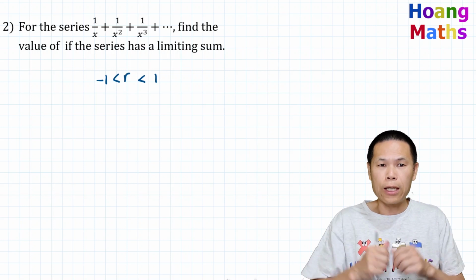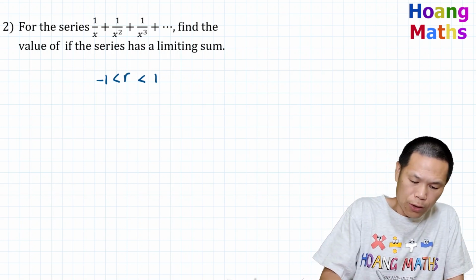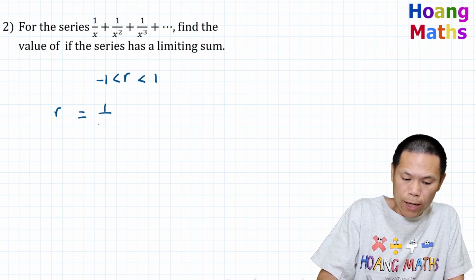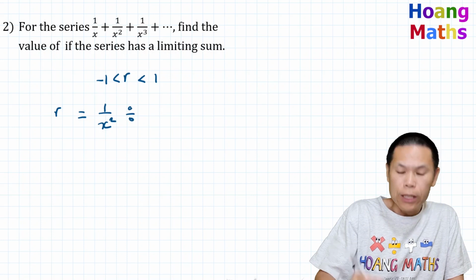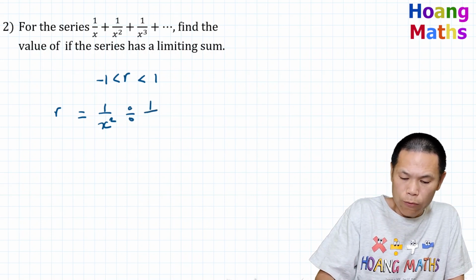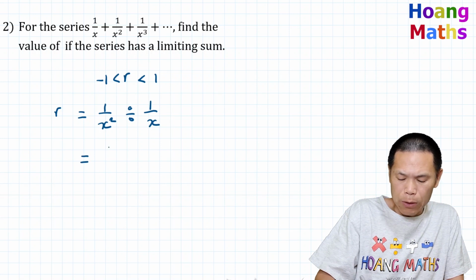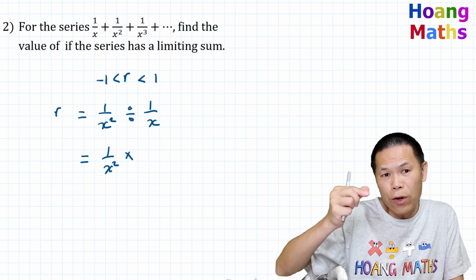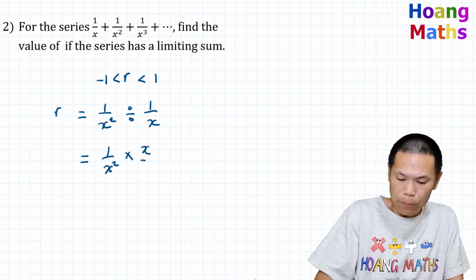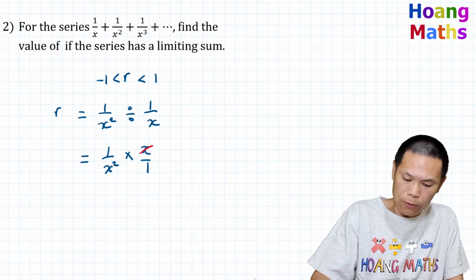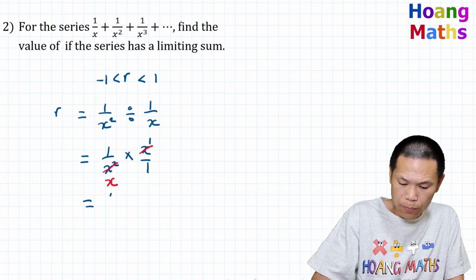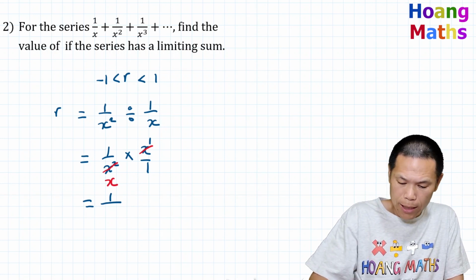Now I just find the common ratio first. That is r. So r is equal to term 2, 1 over x squared, divided by term 1, which is 1 over x. That is exactly the same as 1 over x squared times, we flip the second fraction, so 1 over x flipped becomes x over 1. Now I cross this out, so that gives me x on the denominator, and the numerator is left with 1. So 1 times 1 gives me 1, and x times 1 is x.